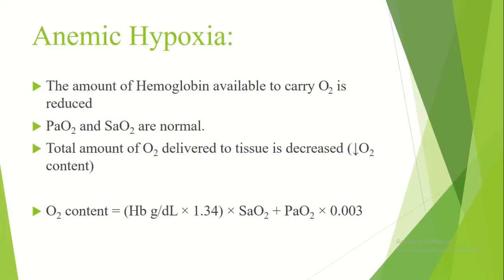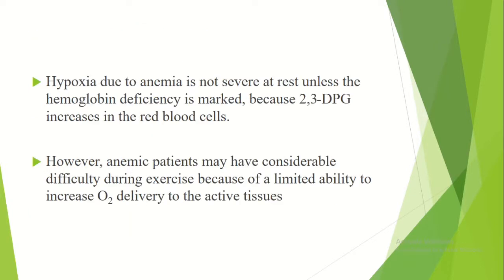And we said that the oxygen content depends on three factors. These factors are the hemoglobin concentration, the oxygen saturation, and the partial pressure of oxygen in the arterioles. And the most important determinant of the oxygen content is the hemoglobin concentration, and it is reduced in patients with anemic hypoxia. Generally speaking, hypoxia due to anemia is not severe at rest unless the hemoglobin deficiency is marked, because 2,3-diphosphoglycerate increases in the RBCs.